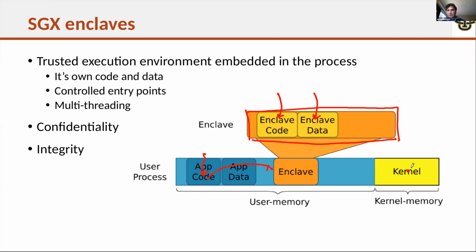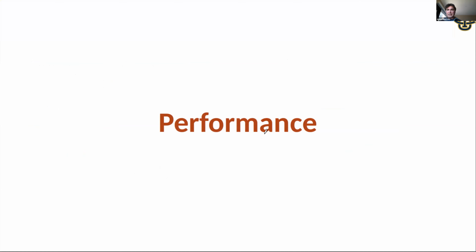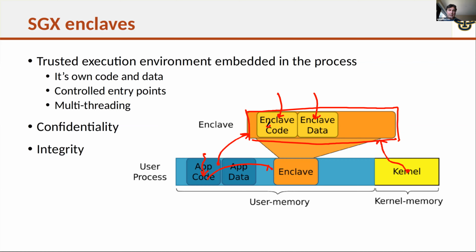So if the operating system kernel tries to access this memory, well, it's impossible. If the application itself tries to access this memory, it's also not possible. But the enclave can access the memory outside. So essentially, if you want to bring some data inside, the enclave can just read it in, right? So it's kind of clear how it works, right?